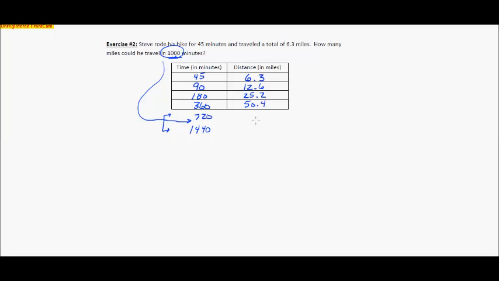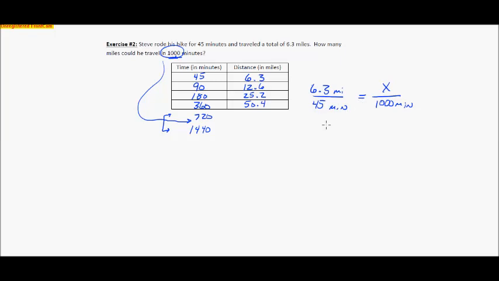So again, I would do a proportion. Alright, so let's set up a proportion just like we did before, and I'm going to put my time on the bottom in the denominator just like I did before. So that's the original information that they gave me, and I'm going to match up. Well, I want to know in 1,000 minutes, how many miles I can go. So that's going to be x.